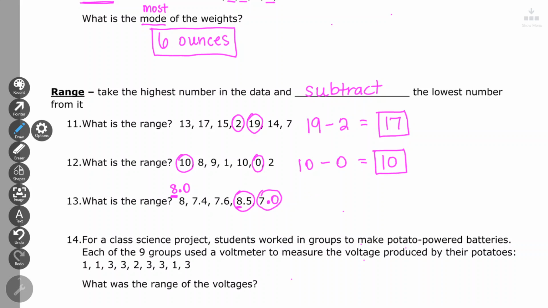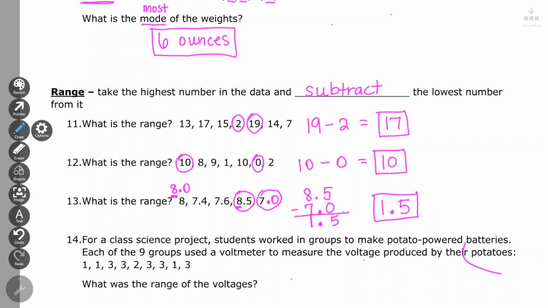So we can say 8.5 minus 7.0. Now we need to subtract. 5 minus 0 is 5. Bring your decimal straight down. 8 minus 7 is 1. So our range is 1.5.